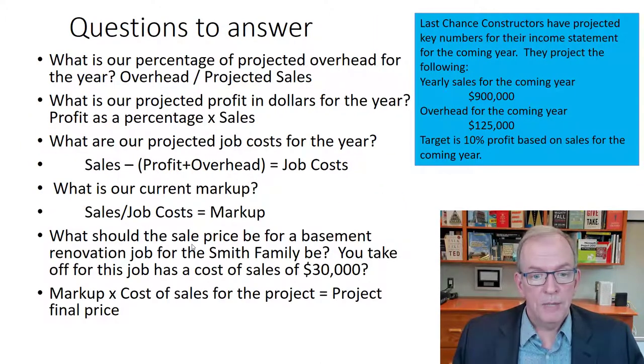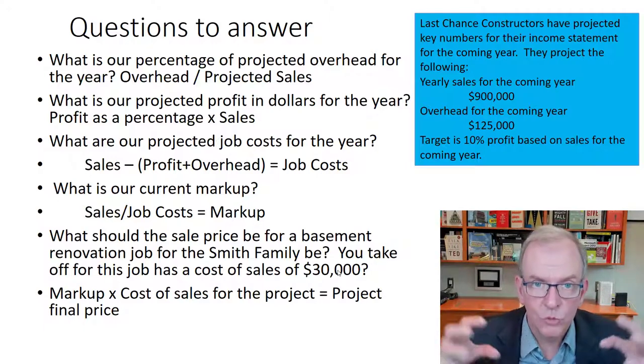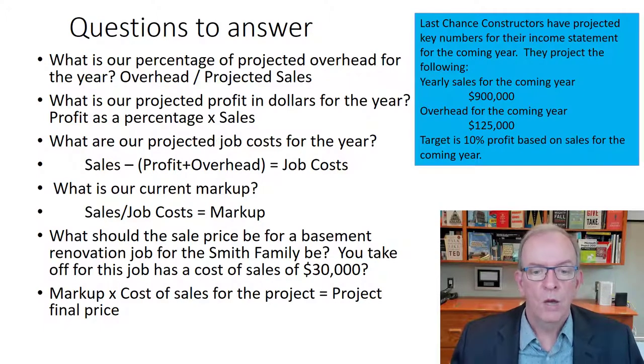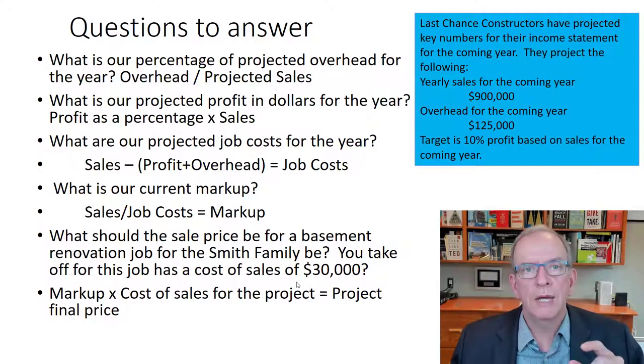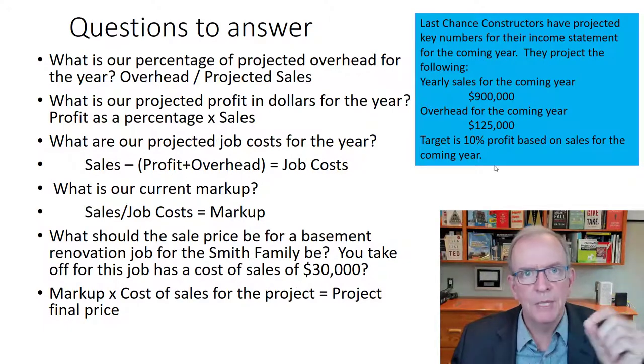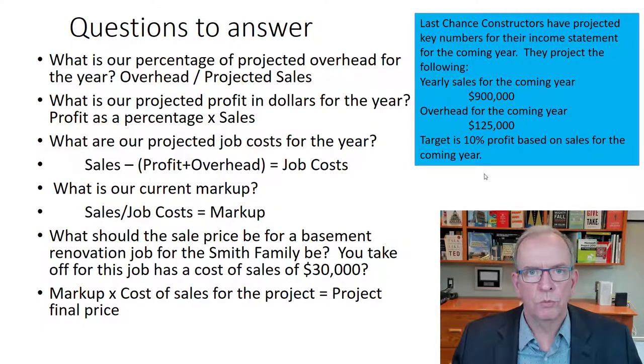What should the sale price be for a basement renovation job for the Smith family be? All right, so your takeoff for this job has a cost of sales of $30,000. So you have a direct cost of sales of $30,000. That means your materials and your labor directly for doing that work is $30,000. Well, that doesn't mean that that's what we charge for that project. What are we going to mark it up? And when we mark something up, we're marking it up so that we can cover our overhead and our profit. And then that should become the sale price for the actual project.